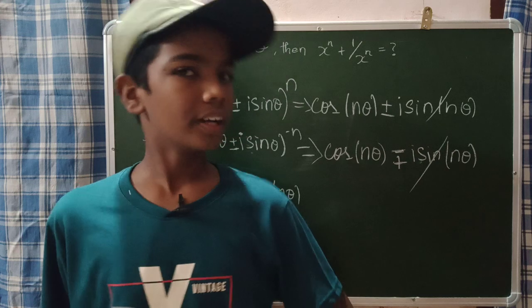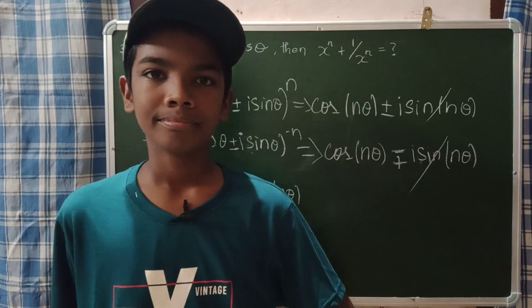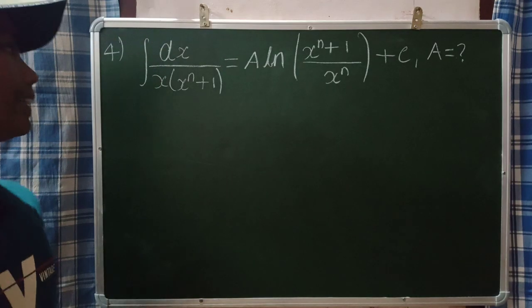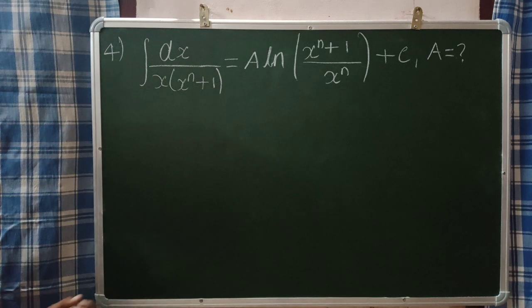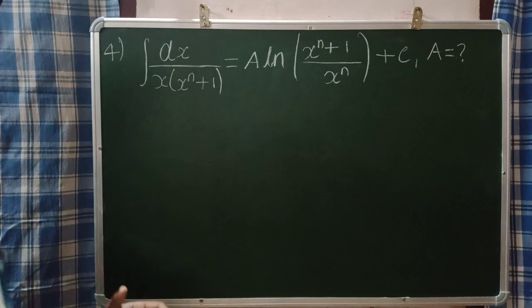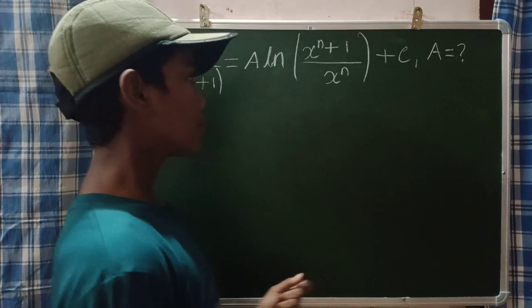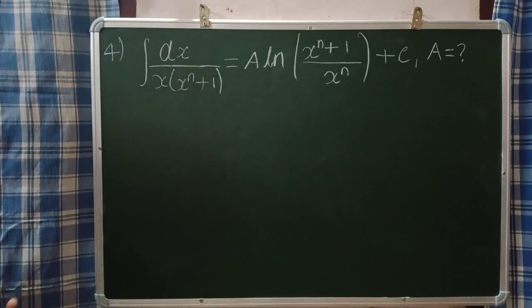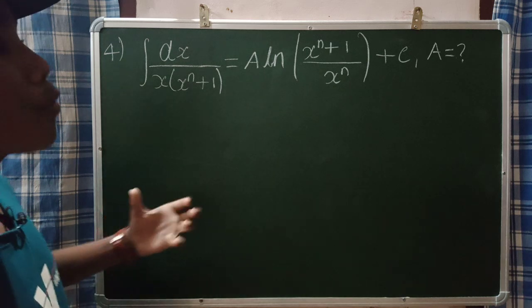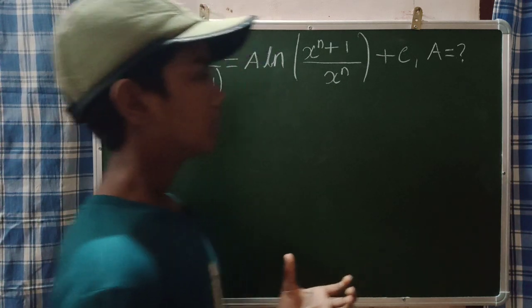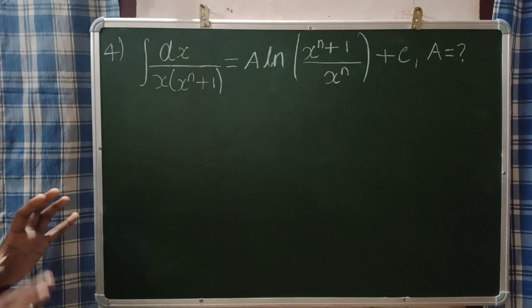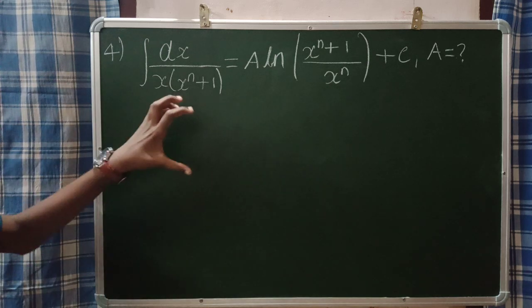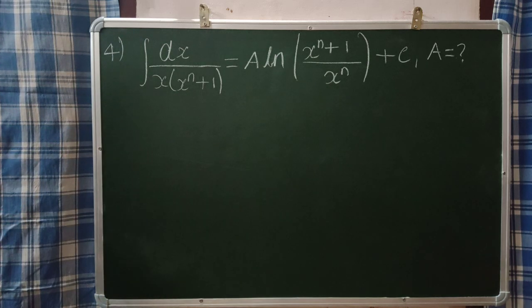So let us move on to our next question. Our next question is integral of dx by x into x to the power of n plus 1 is equal to a ln of x to the power of n plus 1 by x to the power of n plus some constant c. And they're asking what is the value of a. So guys, in order to answer this question, first let me solve this indefinite integral.